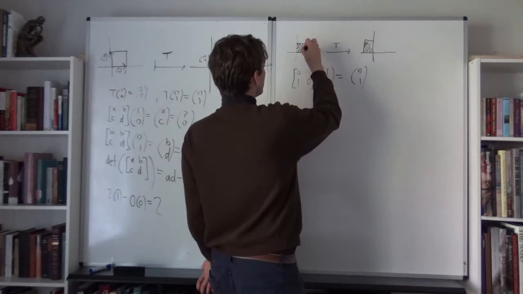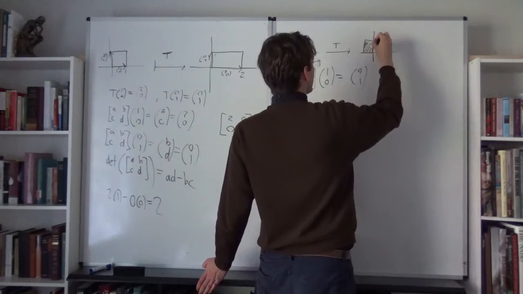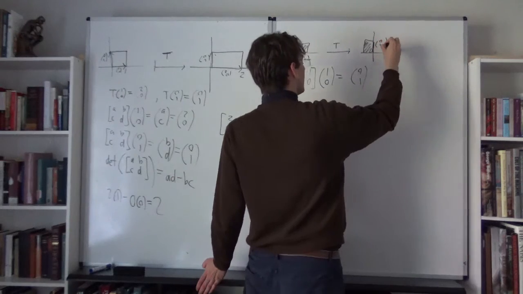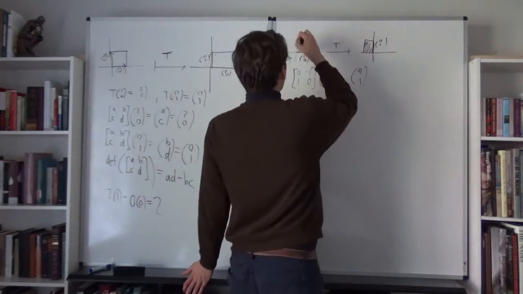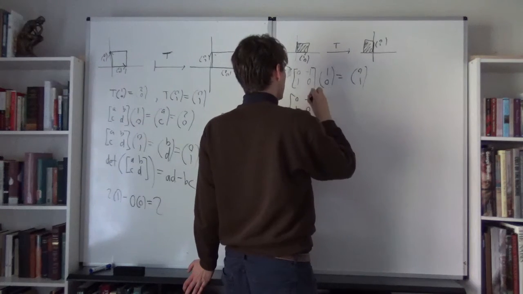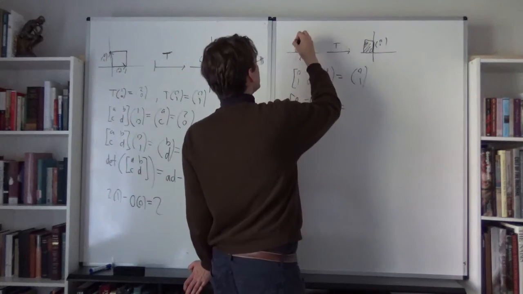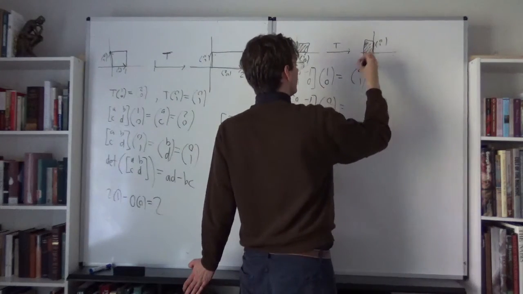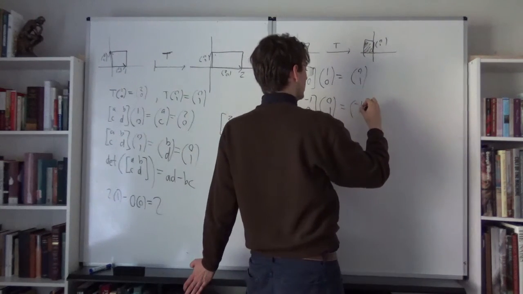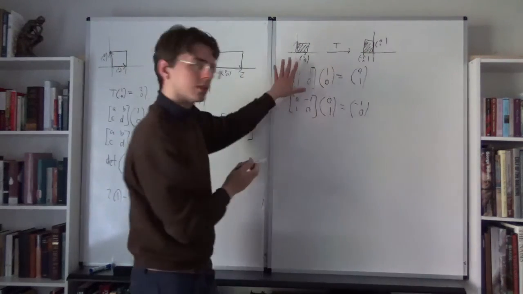Here's 1, 0, and it gets turned to this vector right here, 0, 1. And I have this vector right here, 0, 1, and this gets turned all the way over to here, to -1, 0. So this matrix makes sense.